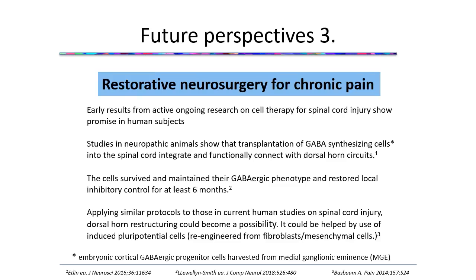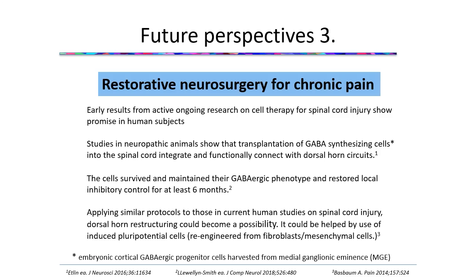For a slightly more futuristic view, let me introduce the idea of restorative neurosurgery. It is well established that following peripheral nerve injury, the dorsal horn of the spinal cord undergoes neuroplastic changes in the local circuitry, and this leads to abnormal nociceptive signaling, hypersensitivity, and pain. There is substantial evidence pointing to reduction of GABAergic inhibitory control at the core of this change. In the first decade of this century, several groups reported symptomatic improvement in neuropathic animals after transplantation of GABA-synthesizing cells into the spinal cord.